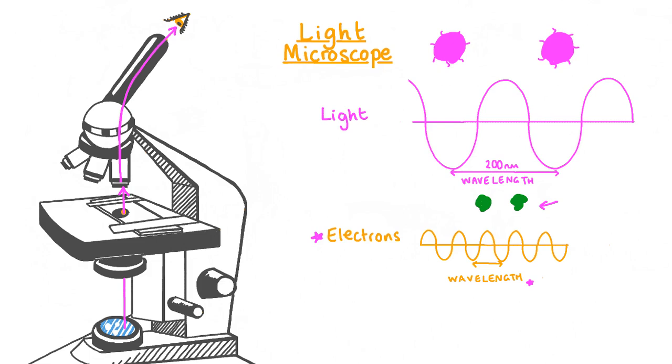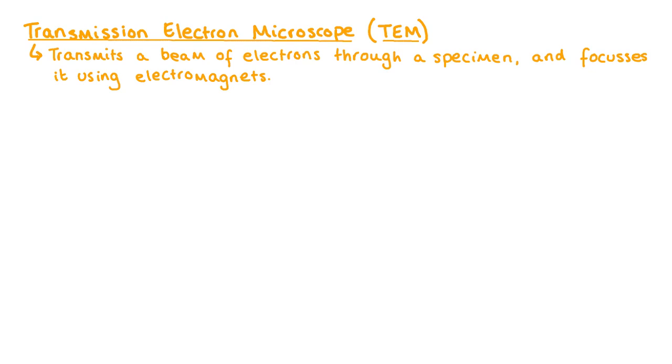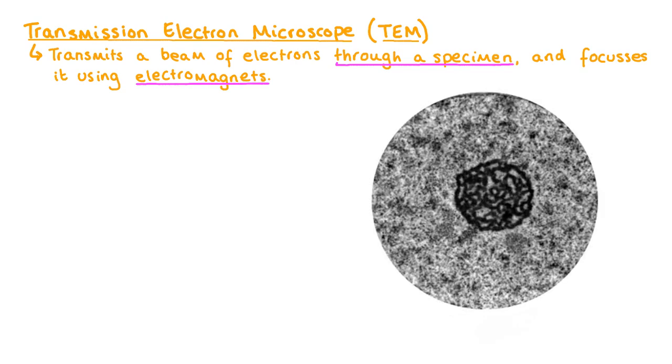There are two main types of microscope which use electron beams instead of light as their illumination source: transmission electron microscopes, or TEMs, and scanning electron microscopes, or SEMs. TEMs produce magnified images at a high resolution by transmitting a beam of electrons through a specimen. The electron beam is then focused using electromagnets to produce an image. This micrograph has been produced using a transmission electron microscope. It shows the nucleolus within the nucleus of a cell. As you can see, TEMs produce two-dimensional flat images in black and white, which are highly magnified.